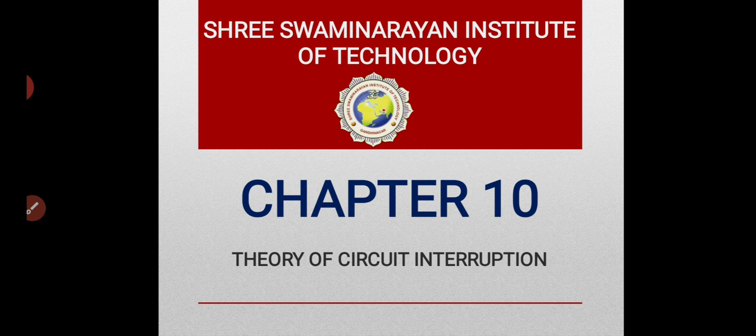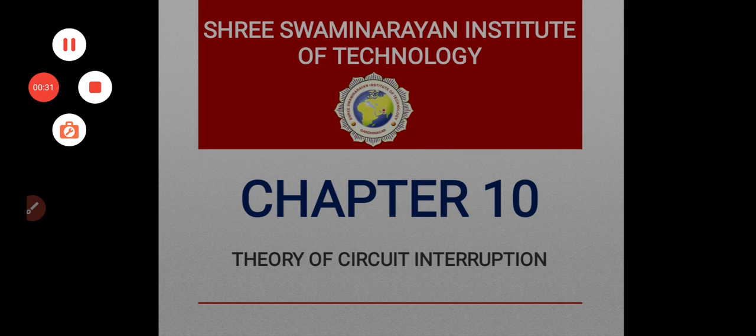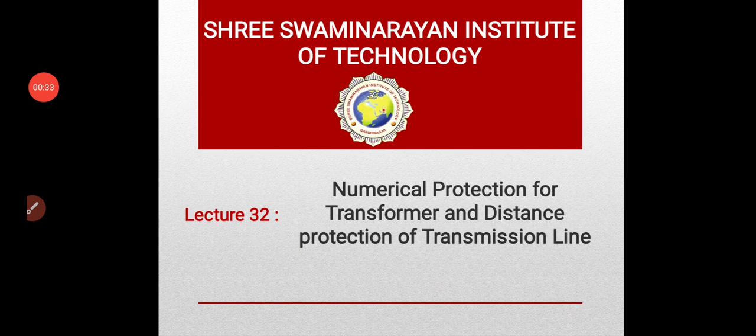Now start with the new chapters, the theory of circuit interruptions. But we were discussed in the previous lectures. In the previous lecture is the last topic of the numerical relay. So in the last lectures we were study about the distance protections of the transmissions line.